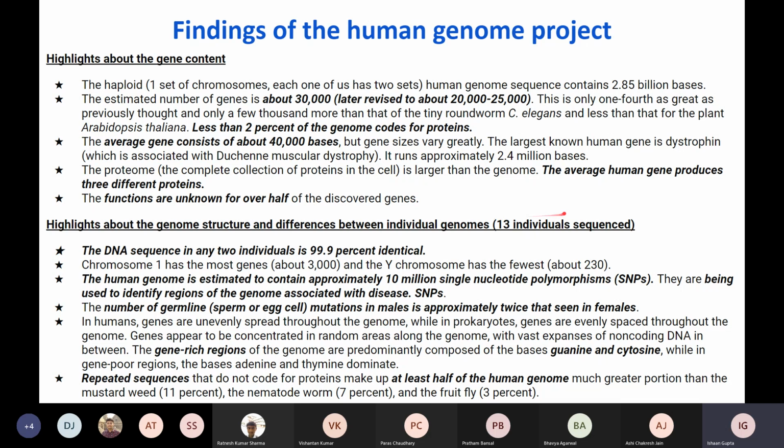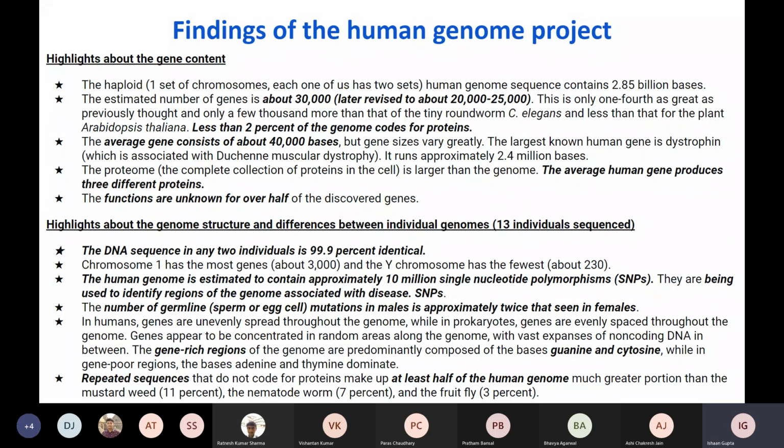Because they were sequencing 13 different individuals, they saw that 99.9% of the individual DNA was shared between the individuals. Chromosome 1 had the most number of genes, chromosome Y had the fewest number of genes, also because their sizes are much different. Chromosome 1 is the largest, chromosome Y is the smallest. So the human genome was estimated to have approximately 10 billion single nucleotide polymorphisms or mutations between two individuals.